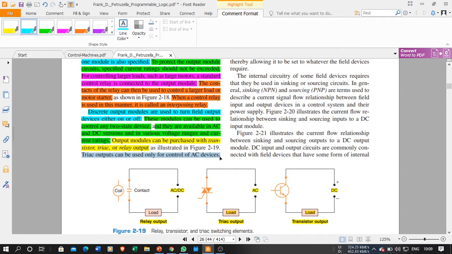This can be shown. Now this is the MCQ question. Okay, so if you want to control the AC load, which output module are you going to use? Triac based output module can be used only for, okay, option one may be DC load, second option AC load, third option AC DC load, and fourth option none of the above. So in this case you can just select your answer, that triac output module can only be used for AC devices.